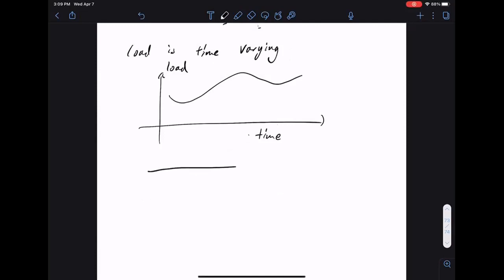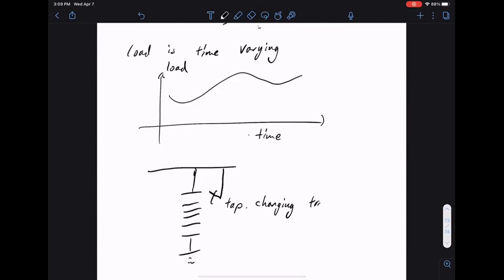You start off, you have a capacitor. You have many places like this to ground. And then you have a tap. This is called a tap, and this tap will connect to one of these. So this is called a tap changing transformer.